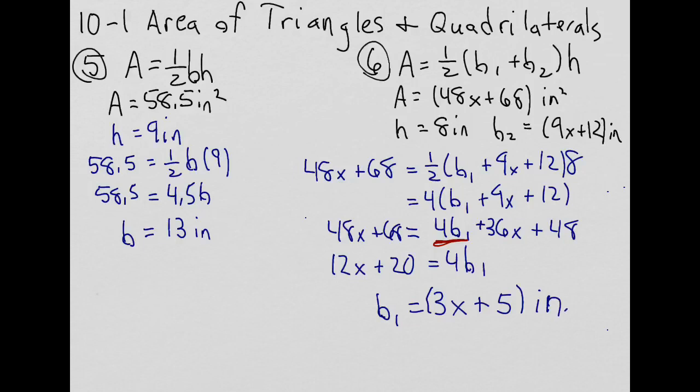Okay, and you're all done. So you can see these with the variables are more complicated. There's some algebra involved, but the basic idea still applies, right? So basically you start with the formula, you substitute in what you know, and you solve for the missing variable.